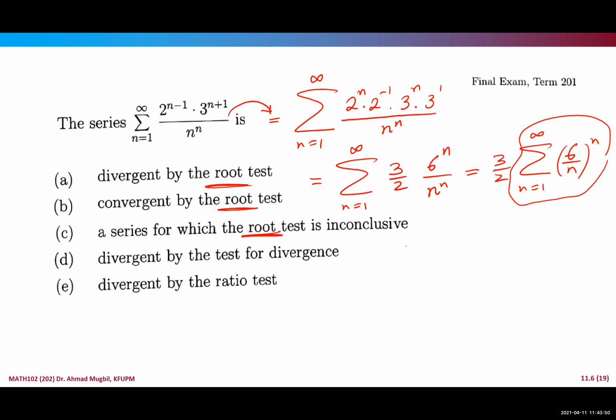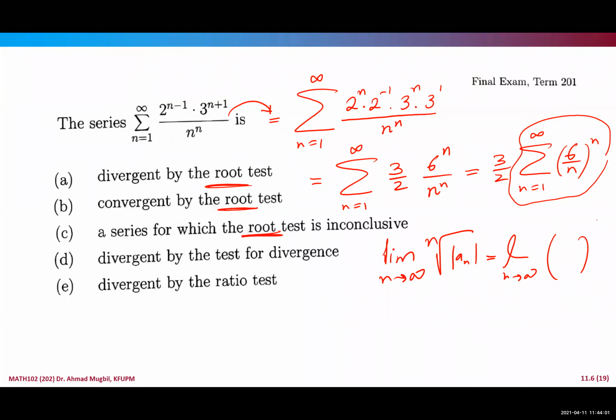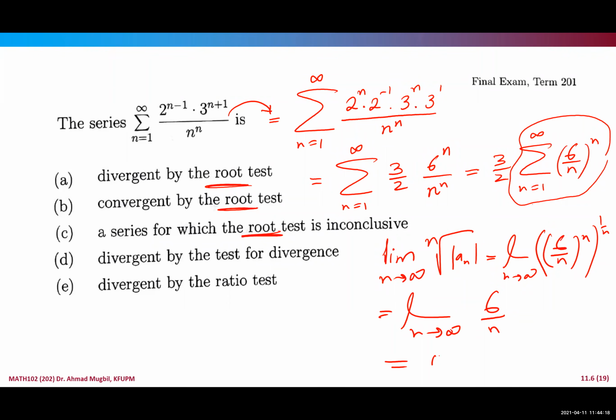Now, as I said, ya shabab, we will find the limit when n goes to infinity of the nth root of the absolute value of the nth term. The nth term is 6 over n, all to the power n, so the power n will be cancelled by the power 1 over n. This equals the limit when n goes to infinity of 6 over n, which is 0, less than 1. So it is absolutely convergent by the root test. And accordingly, the right answer is B.